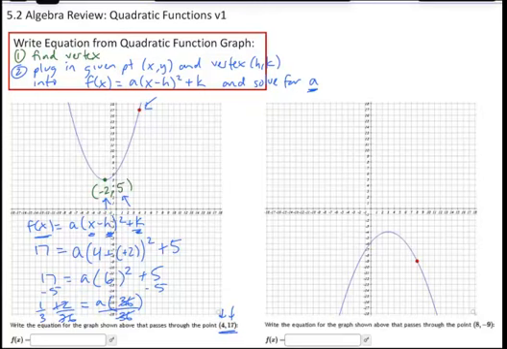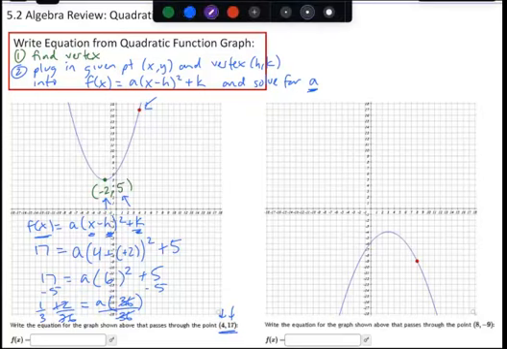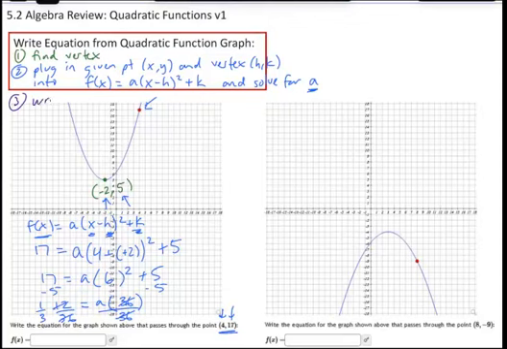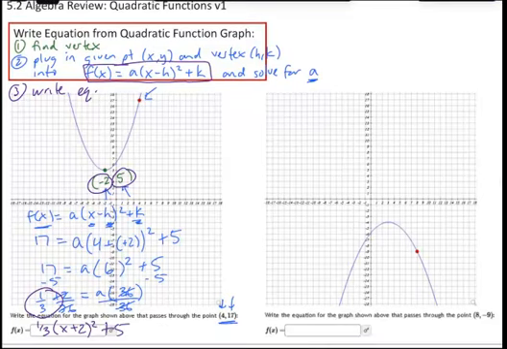Once we get our a value, we're then going to write the equation. Okay, so now we have our a value, we have our h value, we have our k value. So when we write our equation, it's also going to be in this vertex form. So we get f of x is equal to a of 1/3 times (x minus our h value of -2) squared plus our k value 5. Okay, and so that would be the equation for that graph.